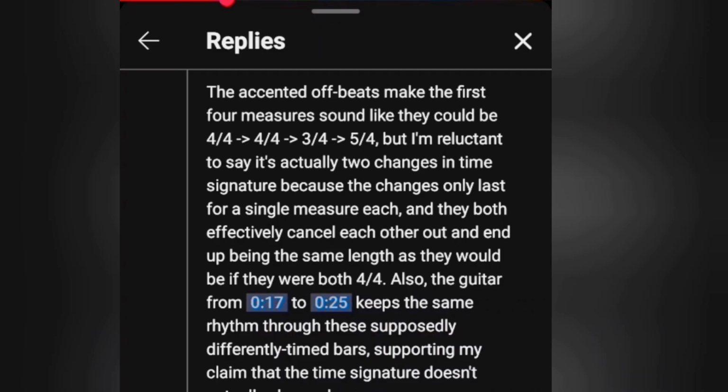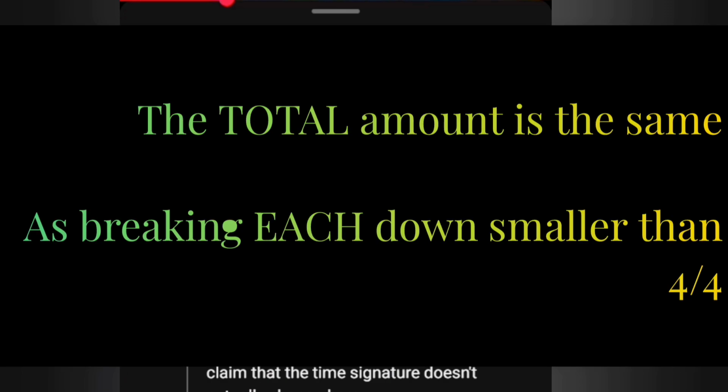But I'm reluctant to say it's actually 2 changes in time signature because the changes only last for a single measure, and they both effectively cancel each other out and end up being the same length as they would be if they were both 4/4. That's exactly how I would explain it. It's the same amount anyway, so just reduce it down to the most basic thing: 4/4, wherever possible. You know what I mean?